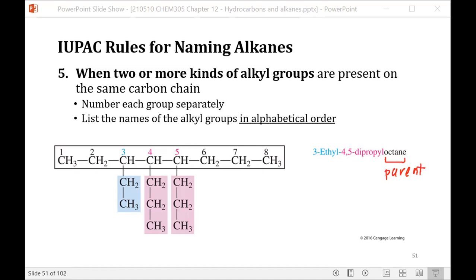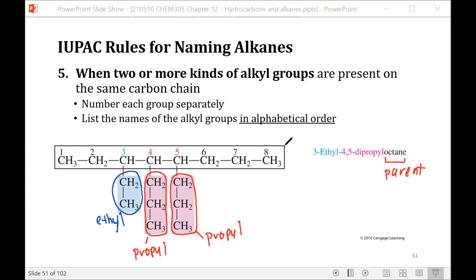And then you want to locate all of the substituents. I like to circle them and then name them right away. So this is my first substituent. It has 2 carbons, so that's an ethyl group. Then my next substituent is right here. It has 3 carbons, so that's a propyl group. And then my next substituent is right next to it. It also has 3 carbons, so that's a propyl group.